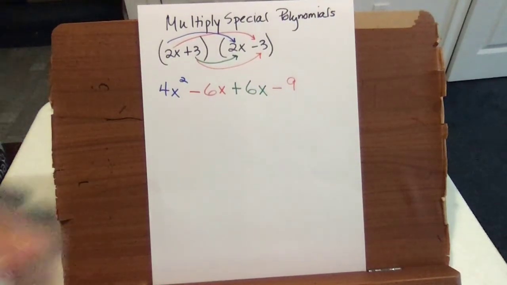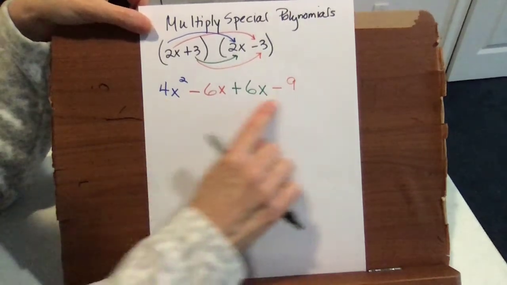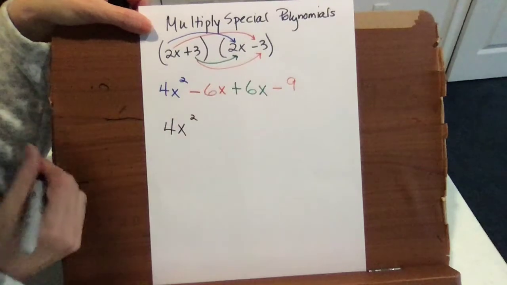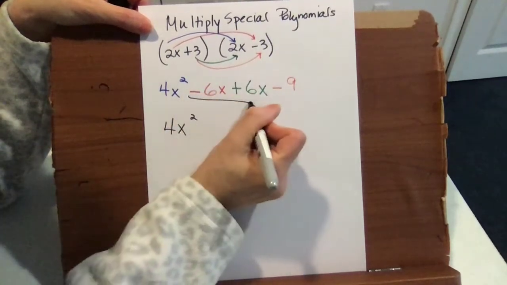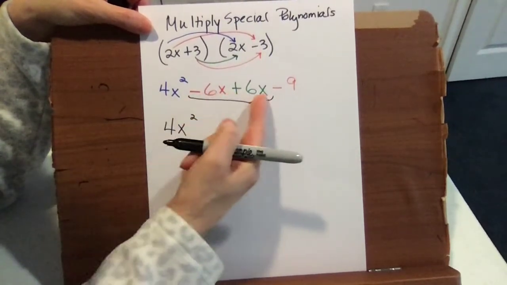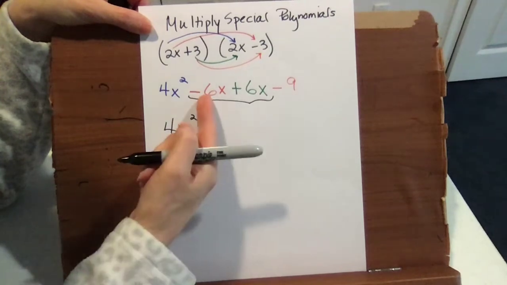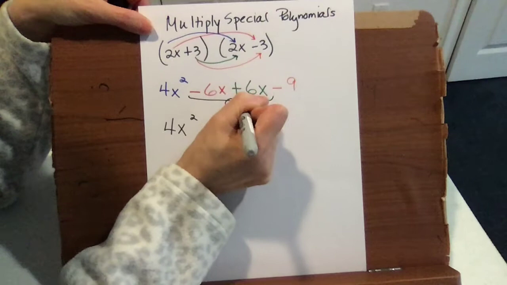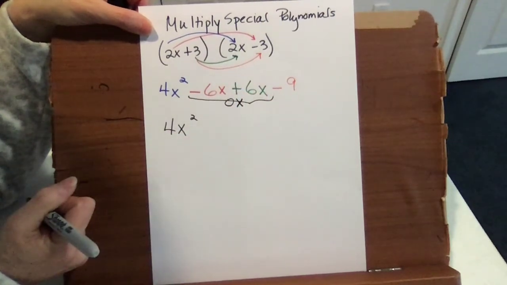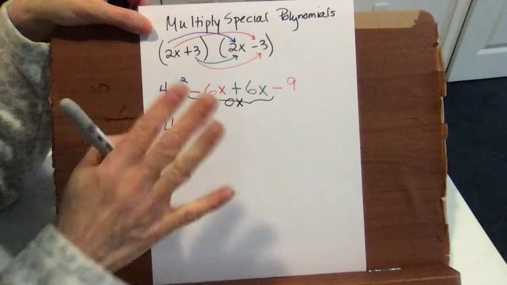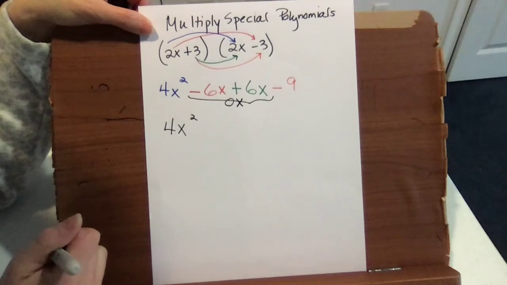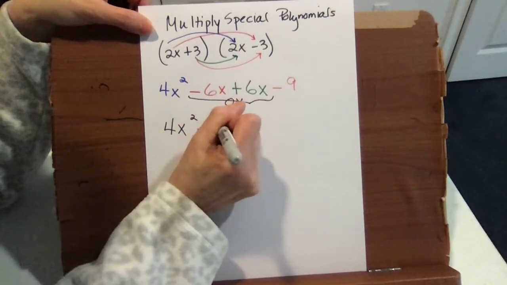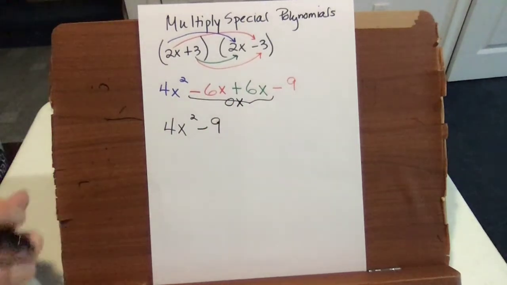Now what we're going to do is go through and see there's no more x squareds that we can combine. So we keep the 4x squared. Then what we notice is our middle term here is negative 6x plus 6x. Well, a negative 6x plus 6x is 0x. So we don't write it because 0 times anything is just 0. So we skip that and just don't write it, okay, because it's canceled out. And then we continue with minus 9, and that's our minus 9.